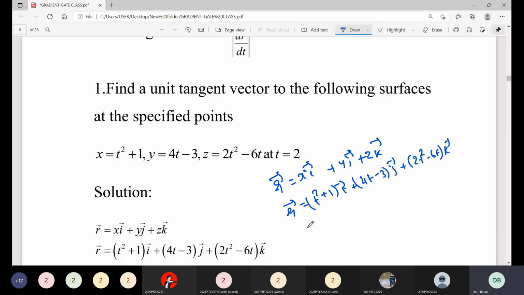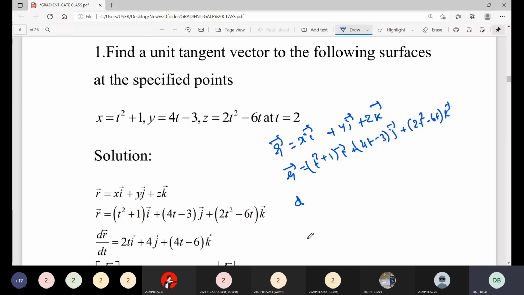Okay. Now, dr by dt. We are differentiating with respect to t. 2t into i vector, then 4 into j vector plus 4t minus 6 into k vector.